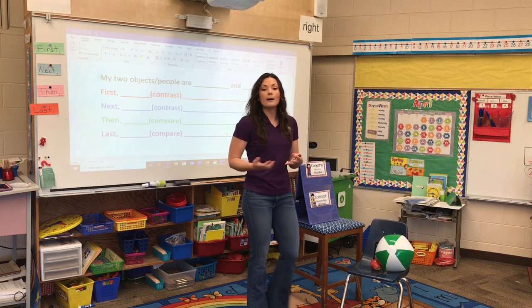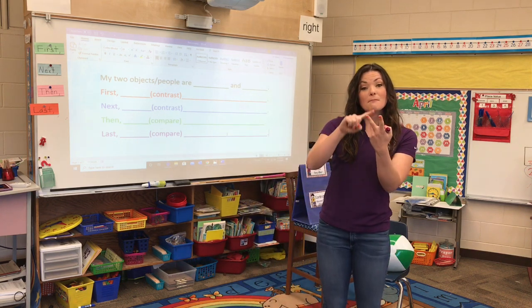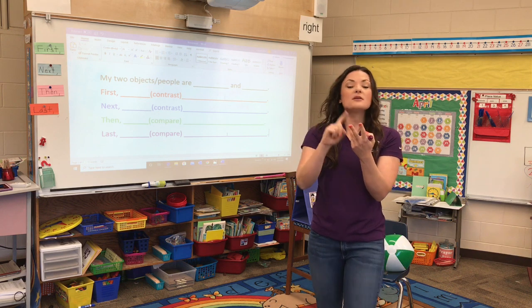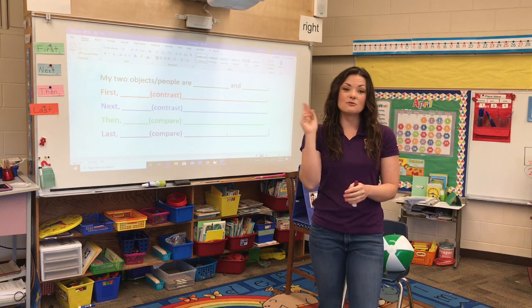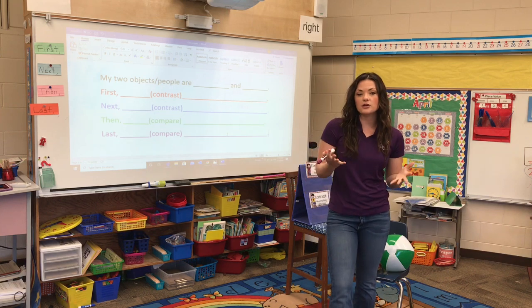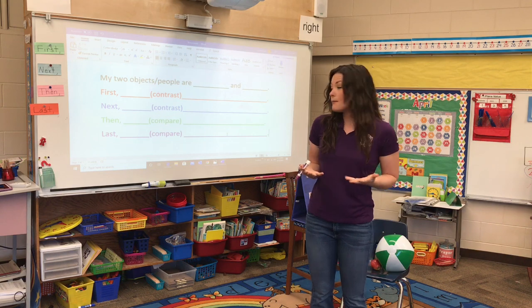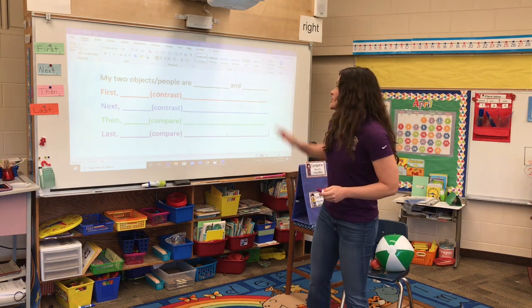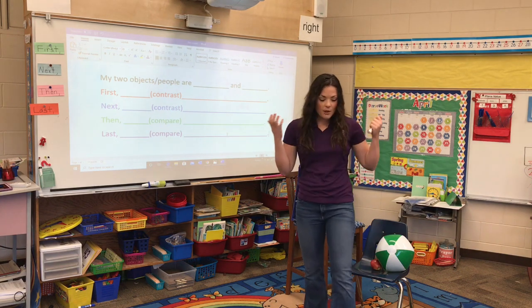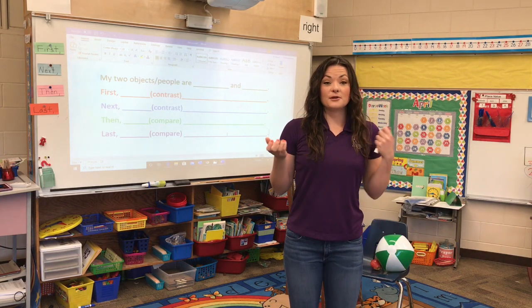I want you to remember with your writing, boys and girls, to remember those capitals. Remember those periods. Remember to keep your letters on the lines and in the right spaces. Remember those finger spaces between your words. All of those different things will help you to become a better writer as we continue to practice this. So remember that today.